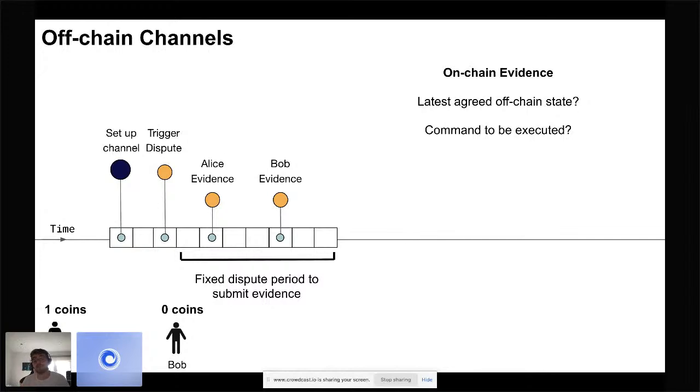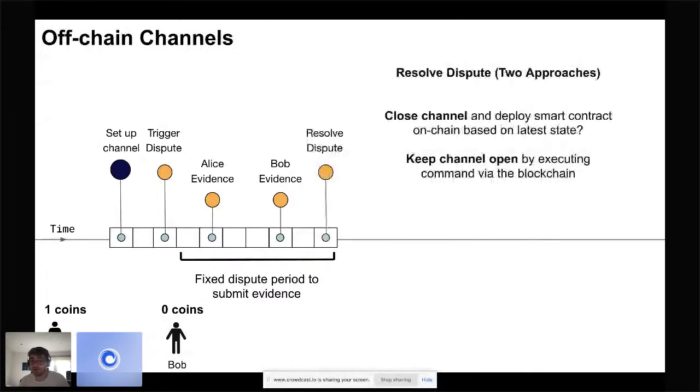Bob could then submit evidence to say, no, Ethereum, Alice is wrong. The real balance is that I have one coin and Alice has 0 coins. But if Bob doesn't respond within 3 hours, then the dispute gets resolved, the channel gets closed, and Alice is sent her 1 coin. So that's really cool.